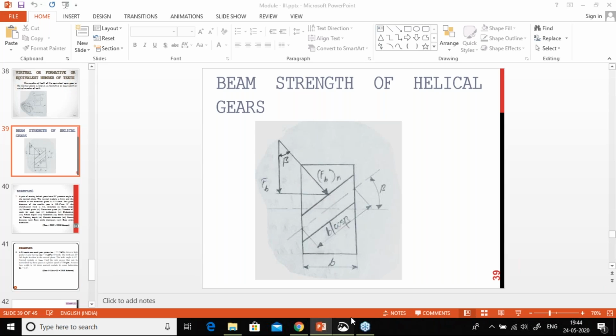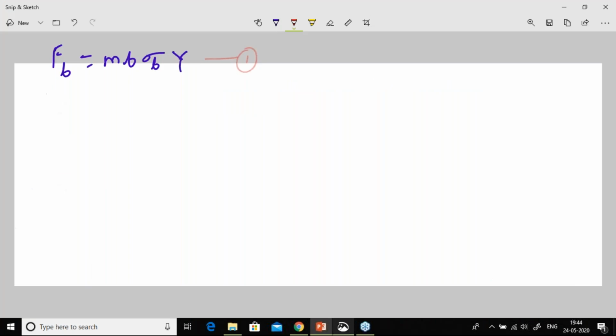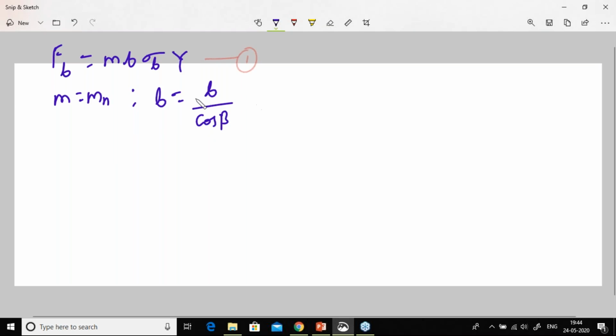Then M is equals to M suffix N. This is called as normal module. Then face width B is equals to B by cos beta. And capital Y is equals to pi into small y. Here small y is the Lewis form factor based on virtual number of teeth z suffix v.